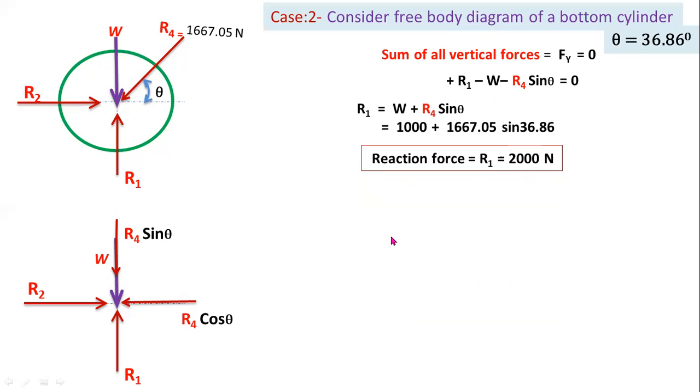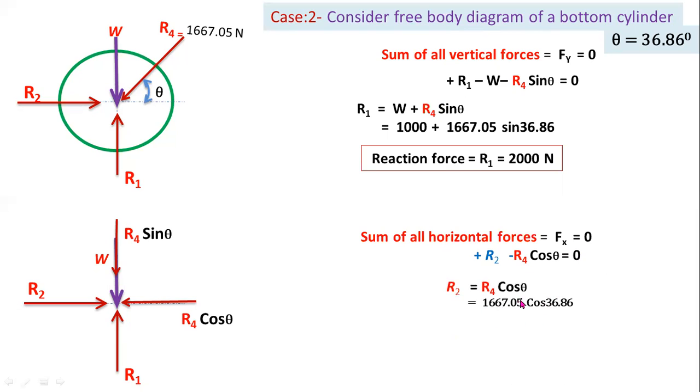In a similar way, you have to resolve all the forces along the horizontal axis. There are 2 forces lying on the horizontal axis. So for right side direction force, you have to consider positive sign. For left side direction, you have to consider negative sign. So plus R2 minus R4 cos theta equal 0. From this equation, R2 equal to R4 cos theta.